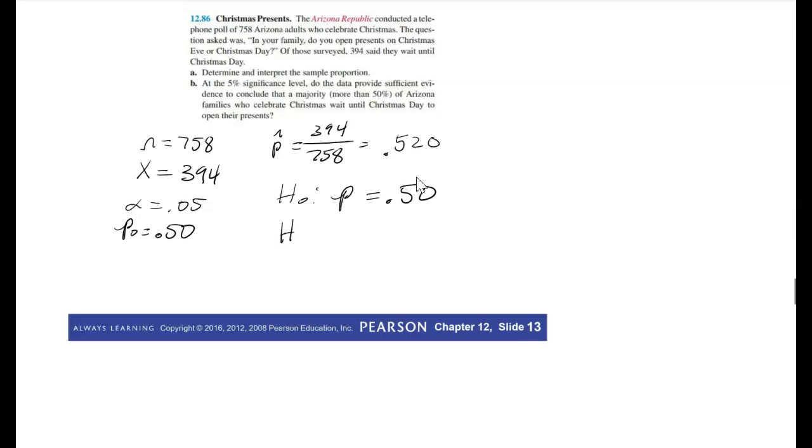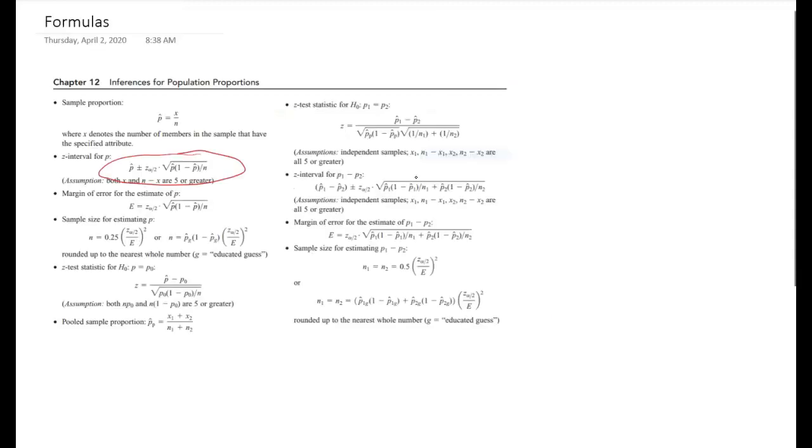Okay, and we are checking if our sample has enough evidence that we can feel confident and conclude that the population proportion is greater than 0.50. Okay, so we have all of our information. We need to go back. So let's look at our formula sheet to find our formula. So now we are doing a z-test statistic when p equals p sub o. So whenever you see that and you have a p sub o in your problem, you're doing a one population proportion test.